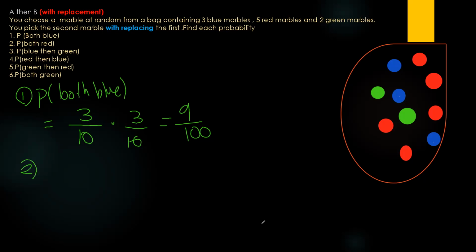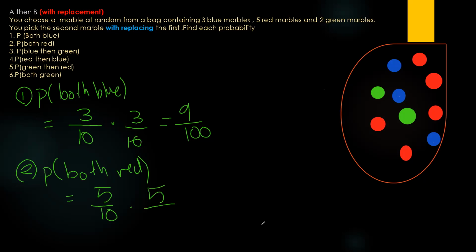Number 2 now. Both of them are red. How many are red here? We have 5 over 10. I choose the red, I take it outside, then I replace it. So since I replace it, we still have 5 over still 10. So it will be 25 over 100, or you can say 1 over 4.